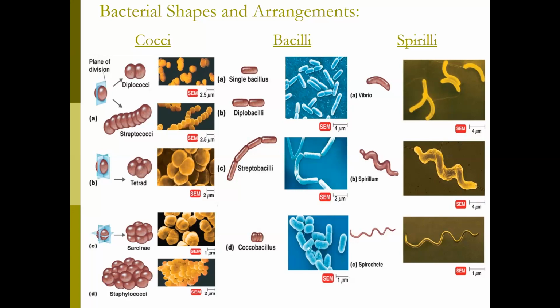Then over with spirilli, we're going to talk about a specific kind of bacteria, Vibrio, that causes a specific disease that we're going to talk about later in the semester. But for now, you just have to know that Vibrio basically looks like a comma-shaped kind of thing. Spirillum is kind of like a little curly or corkscrew kind of shape. And then spirochete kind of looks like a little worm. So again, don't need to know the pictures, treat them as vocabulary words, know which types are which, and you should be in good shape for the shapes.